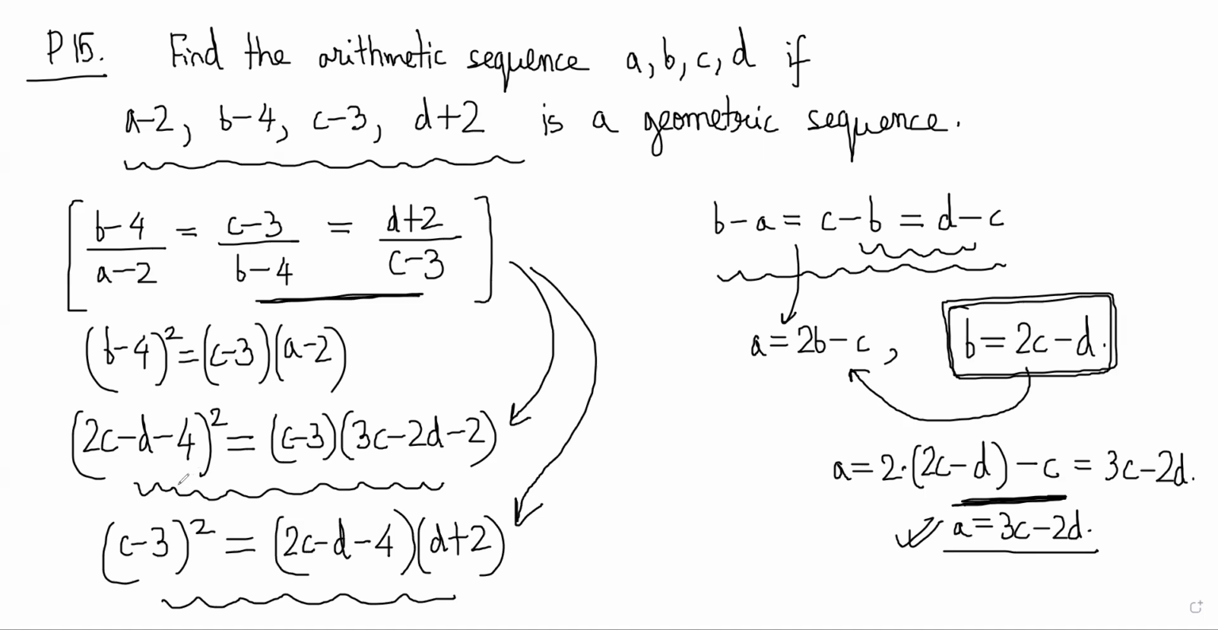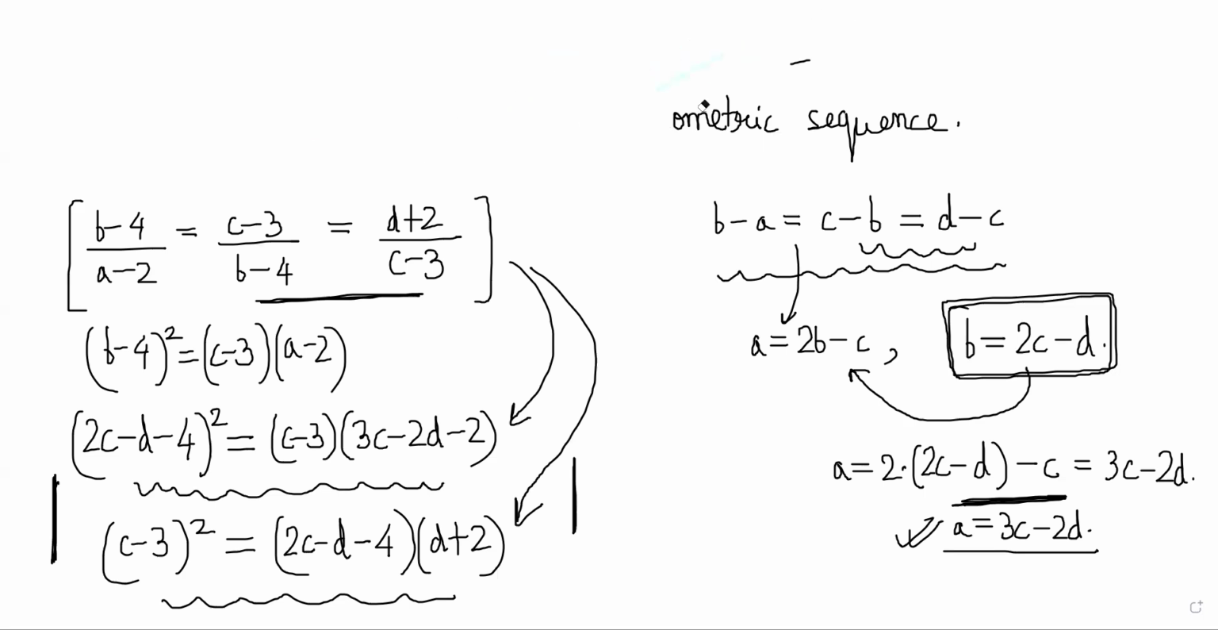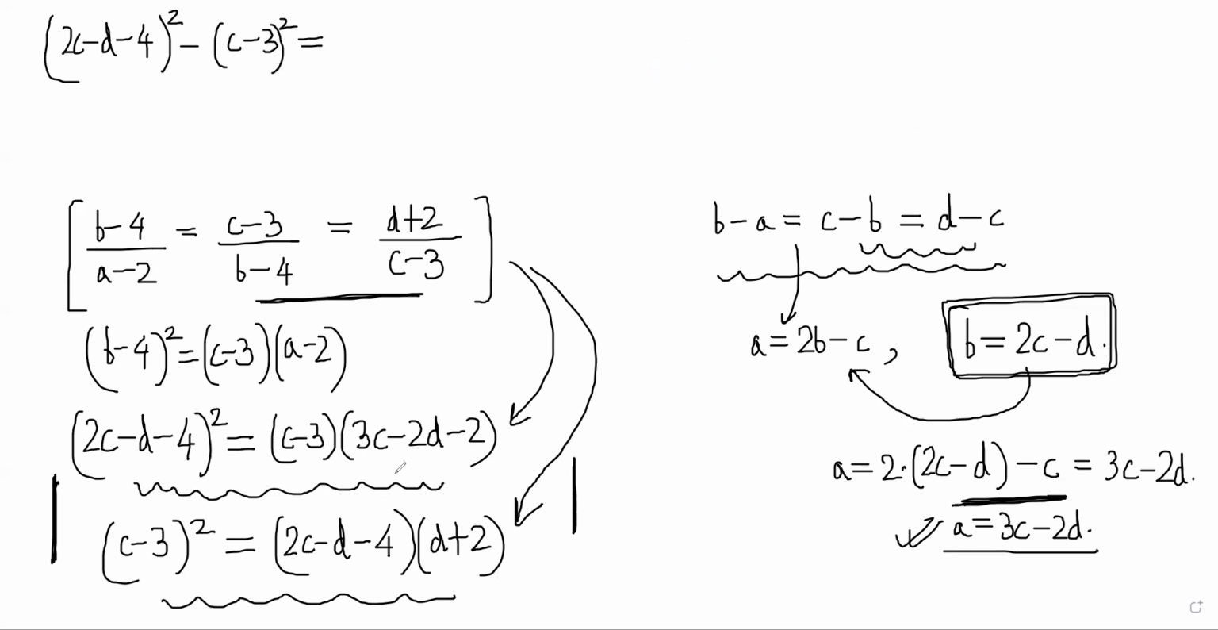So what I would do here is, let me think, I will just subtract these two equations. Let me try it out here on top. If I subtract the two equations, what will come? The left hand side is what? (2C minus D minus 4) whole square minus (C minus 3) whole square is equal to, when I subtract here, okay, I'm not getting something directly, but we'll have to simplify it a little bit.